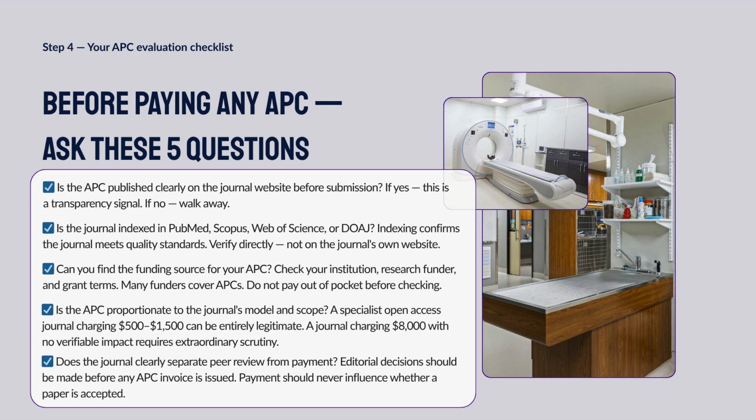Is the APC proportionate to the journal's model? A specialist open access journal charging $500 to $1,500 can be entirely legitimate. And finally, does the journal separate editorial decisions from payment? No APC invoice should be issued before a manuscript has been independently evaluated through peer review.